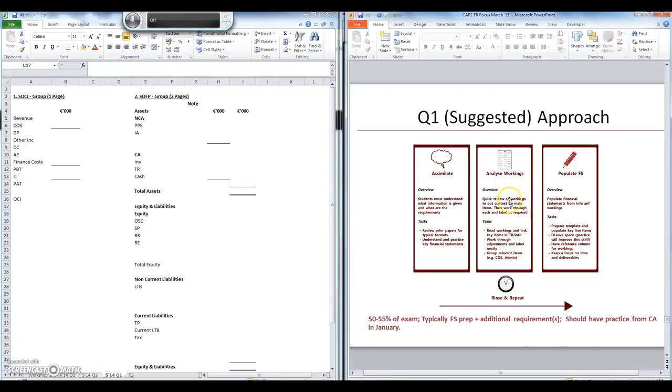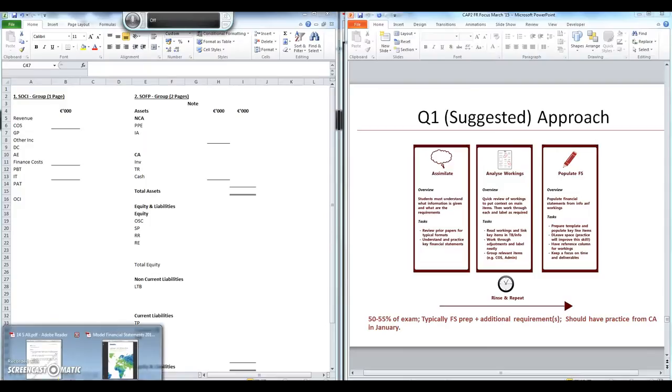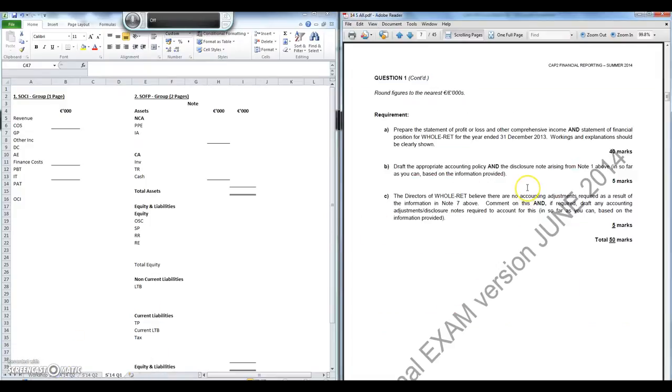Similarly, then you analyse your workings. All of the workings should be done in the appendix, so no workings in the middle of it. Leave a number of pages, which I'll show you in the sample question that we'll do, and then go into your workings. Importantly, have them neat and well labelled so you can cross-reference to your financial statements. Finally, once all the work is done, you then just populate your financial statements at the very end.